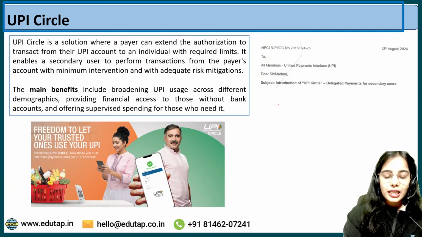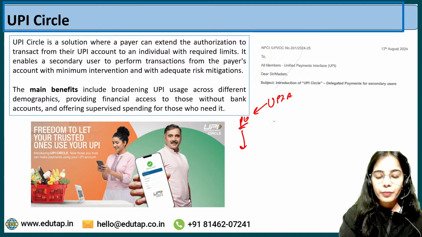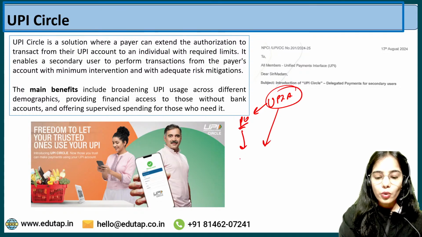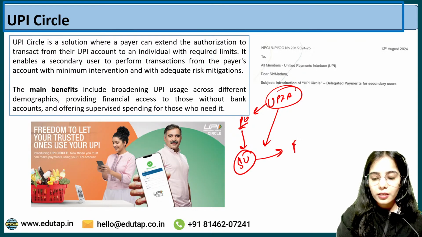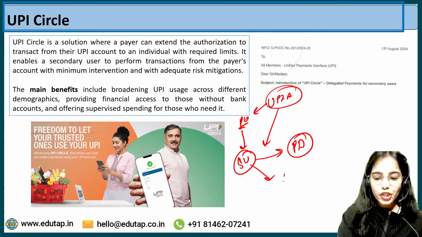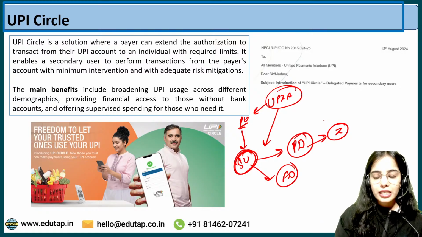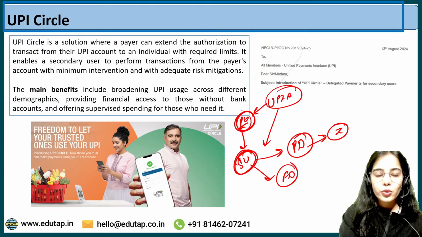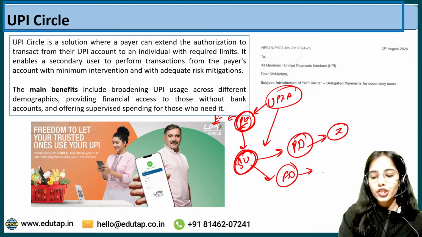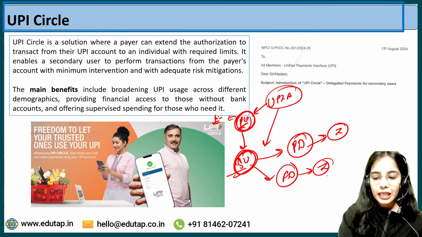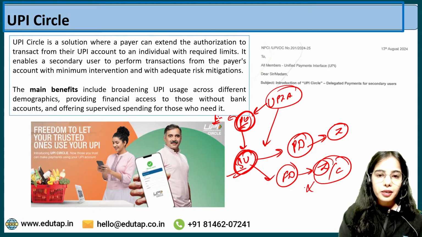So I hope this is clear that if you have the UPI account, you are the primary user and you can delegate the usage of the UPI account to the secondary user, in the form of partial delegation or full delegation. In the partial delegation, the secondary user can initiate the transaction, but the primary user will have to put the PIN to complete the transaction. In the full delegation, the secondary user can initiate as well as complete the transaction, but the monthly limit is 15,000 here.